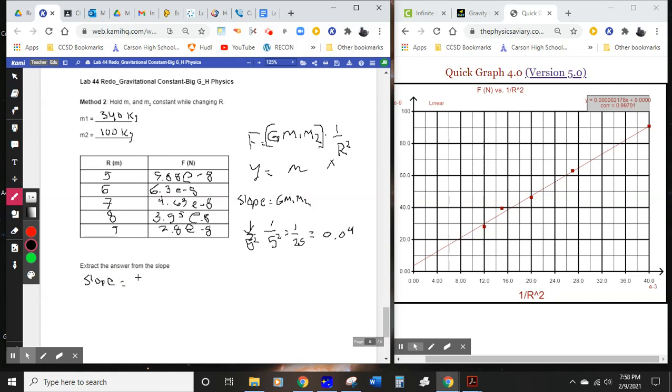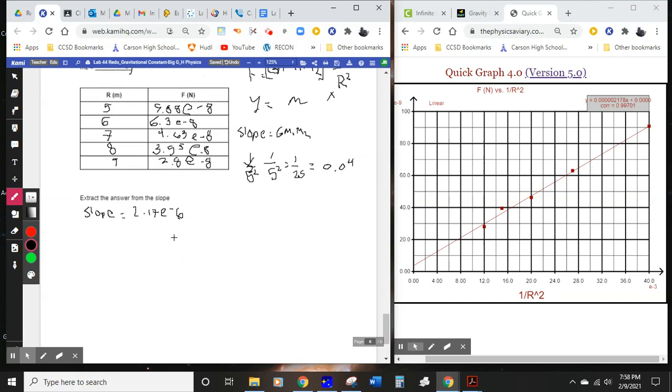Slope equals, looks like, let's do scientific notation. 2.17 e to the minus, let's see, one more time here, 1, 2, 3, 4, 5, 6. E to the minus 6. There's our slope.